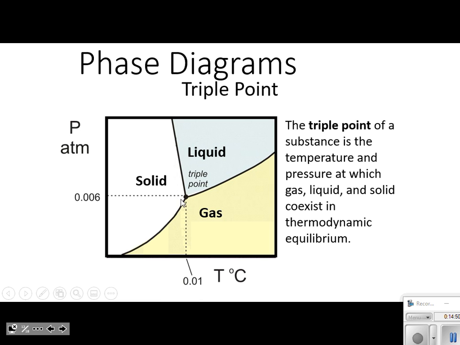Do you think it'd be real easy to keep that pressure and that temperature right there? I don't think it would be very easy either. So that would be very, very tough to hit that triple point where we have something existing as a solid, liquid, and a gas.